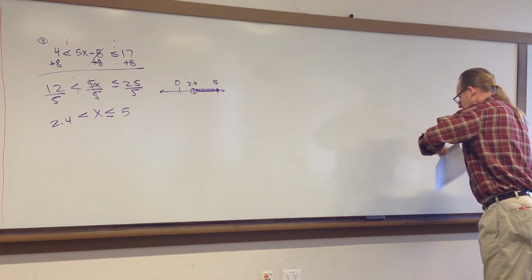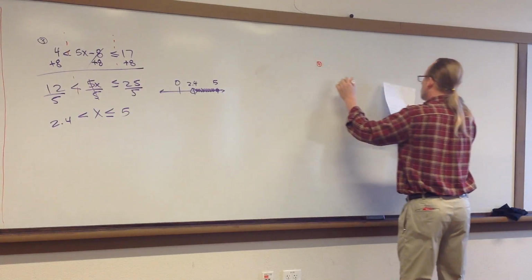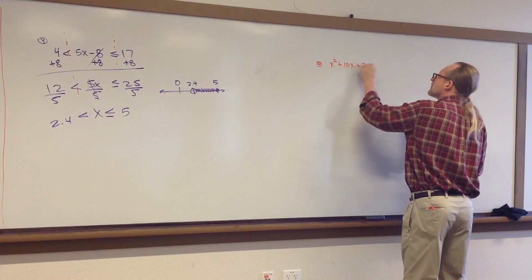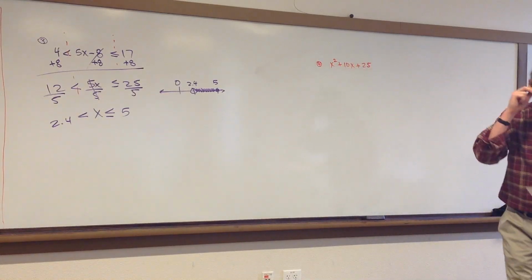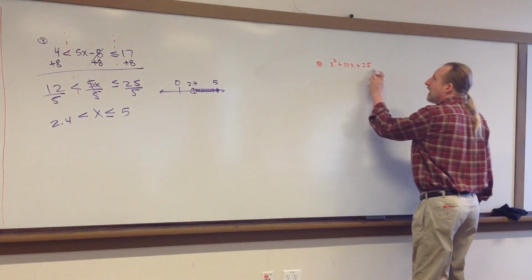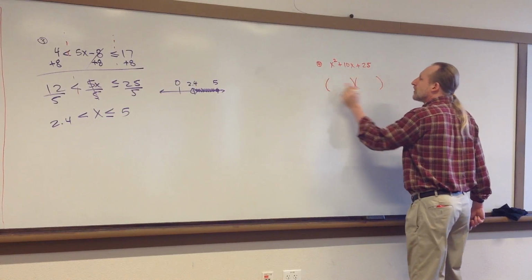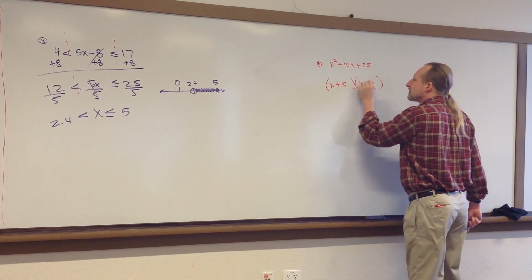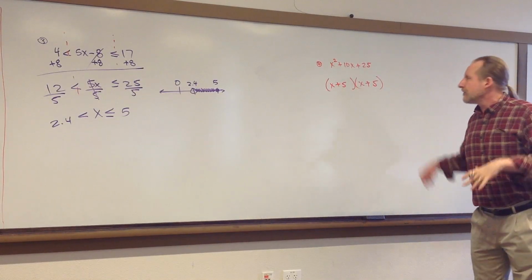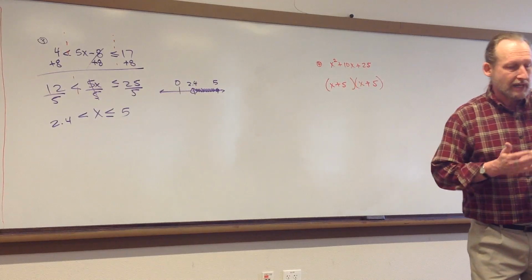Problem 4 is a pretty straightforward trinomial factoring problem here. Got x squared plus 10x plus 25. In this type of factoring, we need factors of 25 that add up to make 10. And so in this case, that would be x plus 5 times x plus 5. If you want to write that as x plus 5 in parentheses squared, that's fine too. But either way is correct.